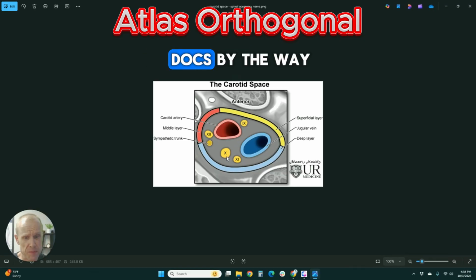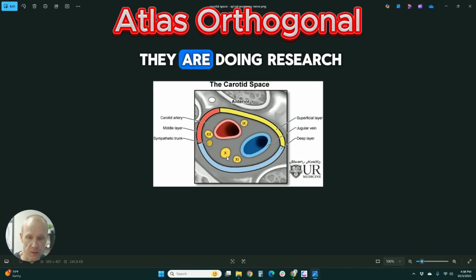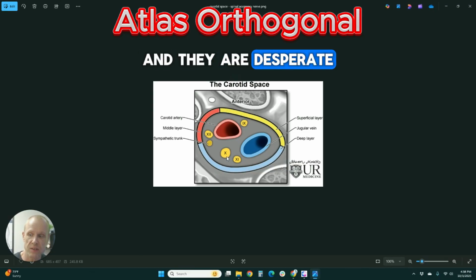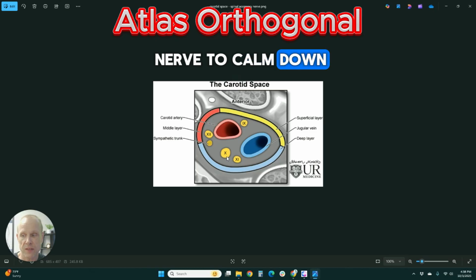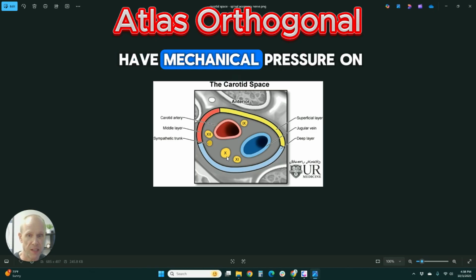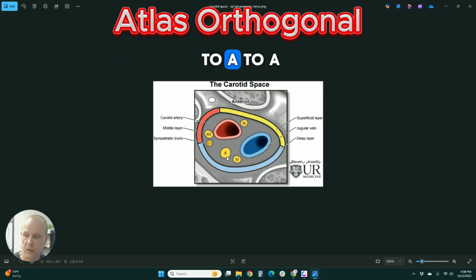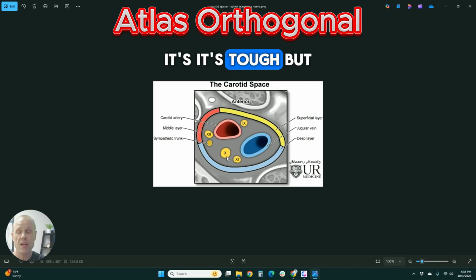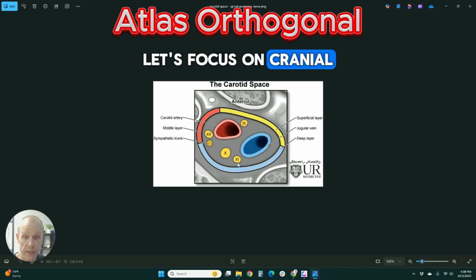And as upper cervical docs, by the way, you are going to have people come into your practice who want their vagus nerve to be active so that their bodies can calm down. People know about this. They are doing research on it, and they are desperate to get that vagus nerve to calm down. And imagine if you have mechanical pressure on that nerve, what it's going to do to a human body. It's tough. But for the sake of our example today, let's focus on cranial nerve 11.